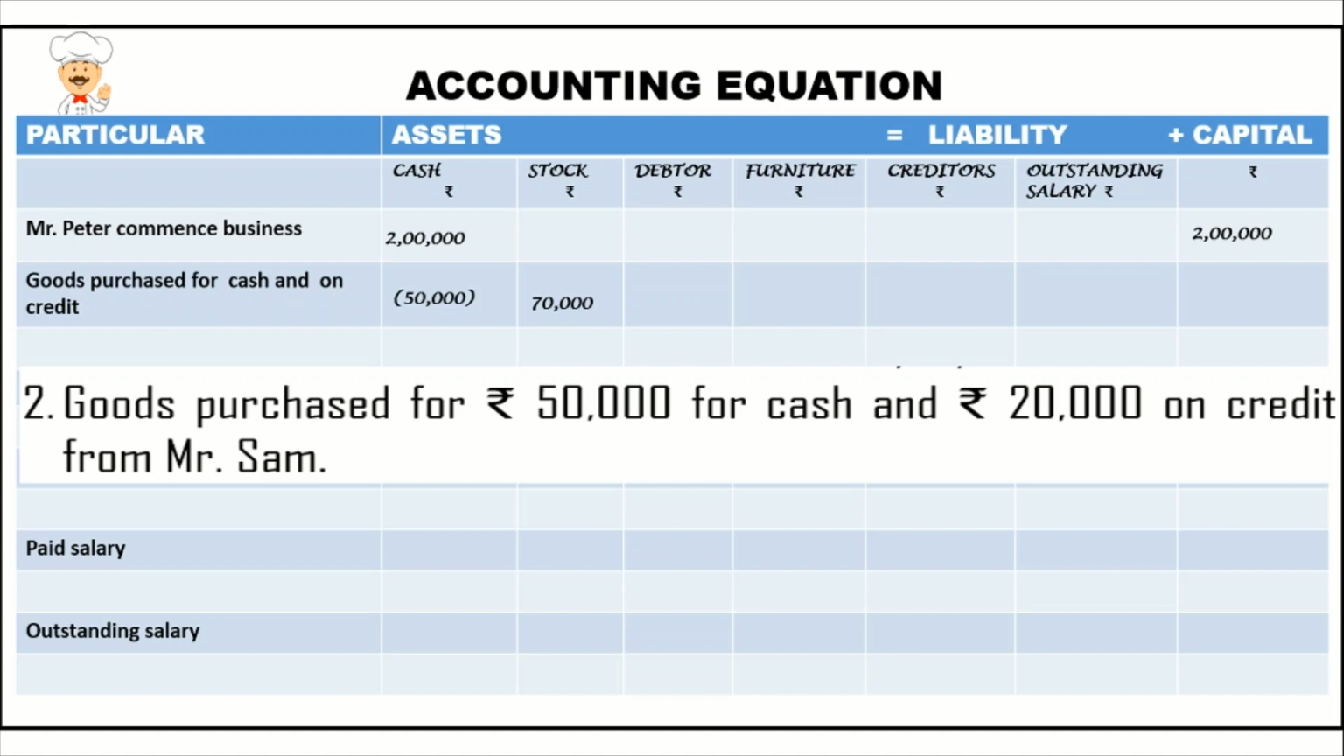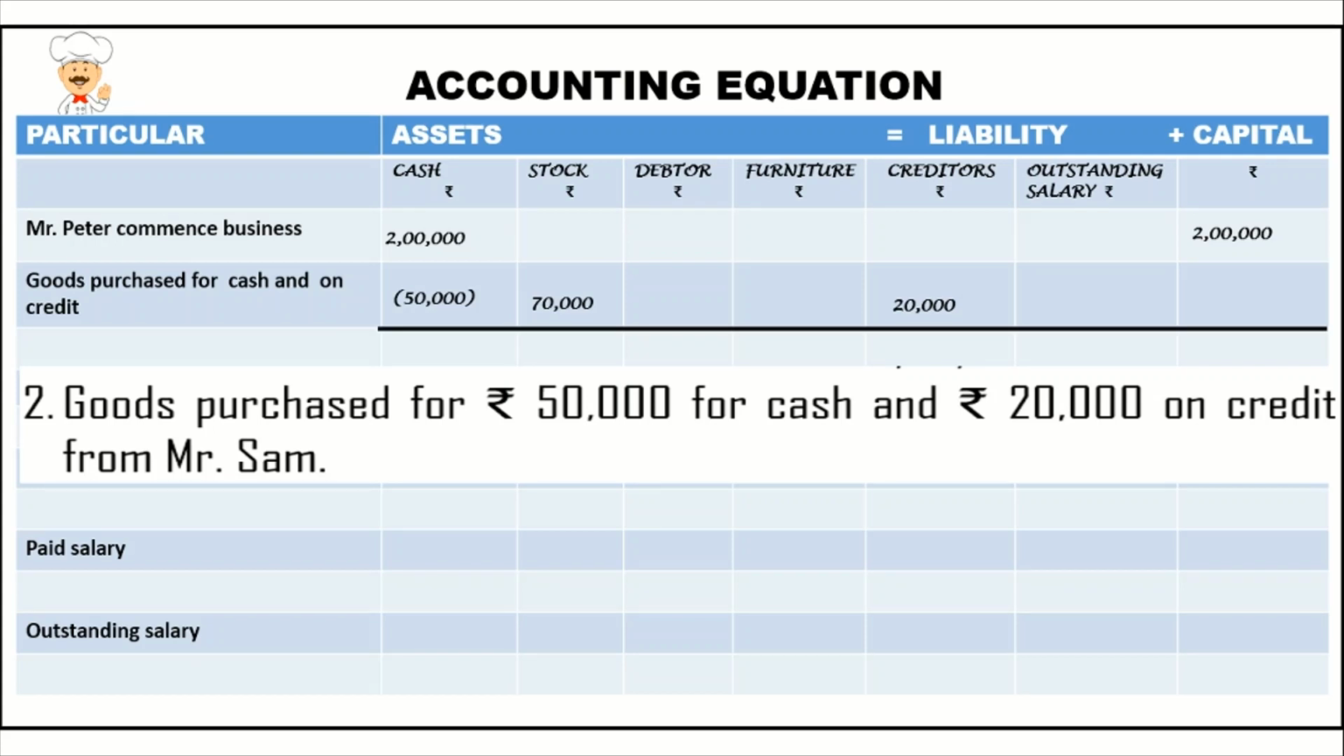And 20,000 that is purchased on credit will increase our creditors. So 20,000, our creditors are increased by 20,000. That is, in the creditors list, there is a name of Mr. Sam, from whom the goods are purchased on credit.